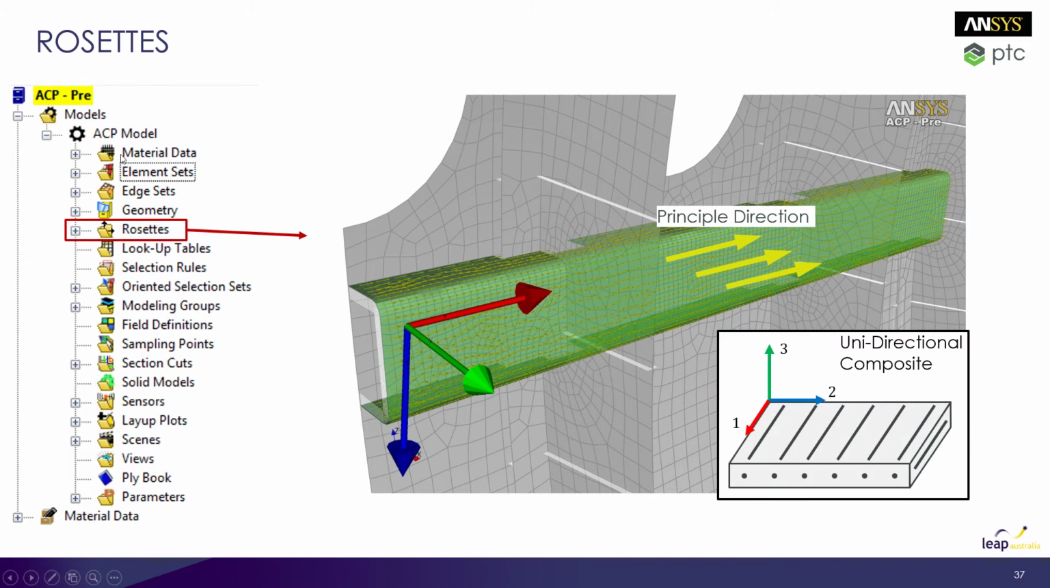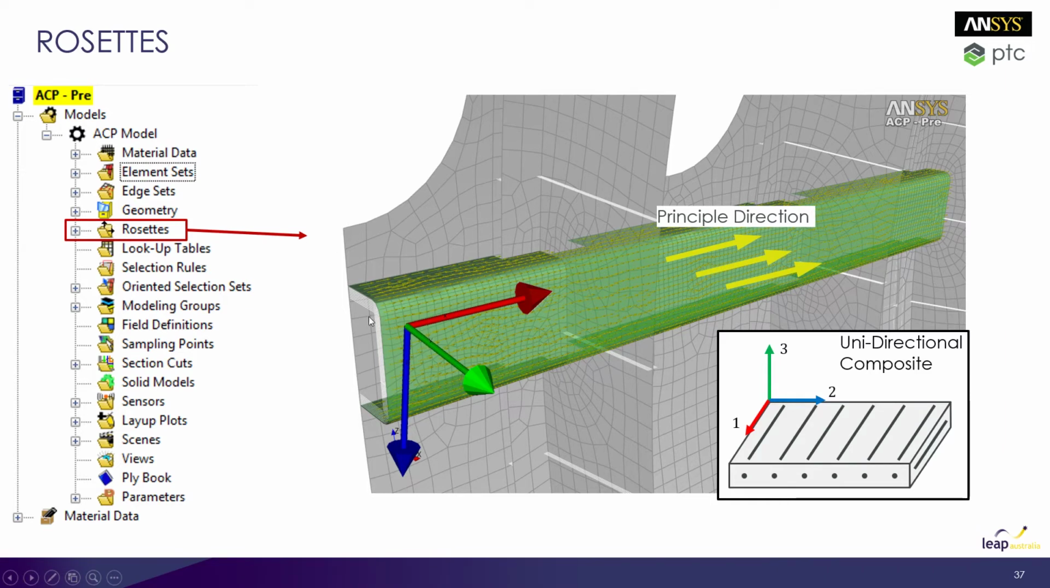Working our way down the list, we have our material data sorted. The next thing is to specify rosettes. So I mentioned earlier, rosettes are reference orientations for specific areas of our structure. So when we're talking about a 45 degree ply orientation, what's the reference direction that I'm specifying that 45 degrees from? And that's going to be specified by our rosettes.